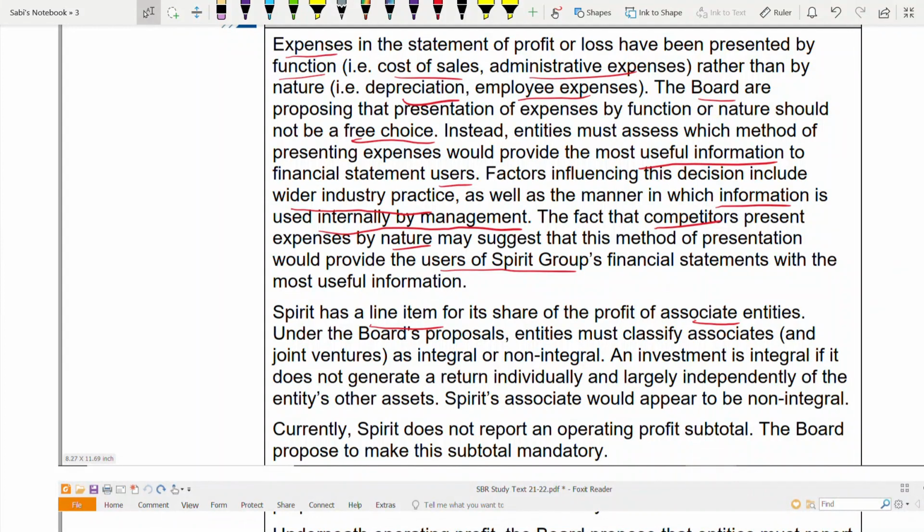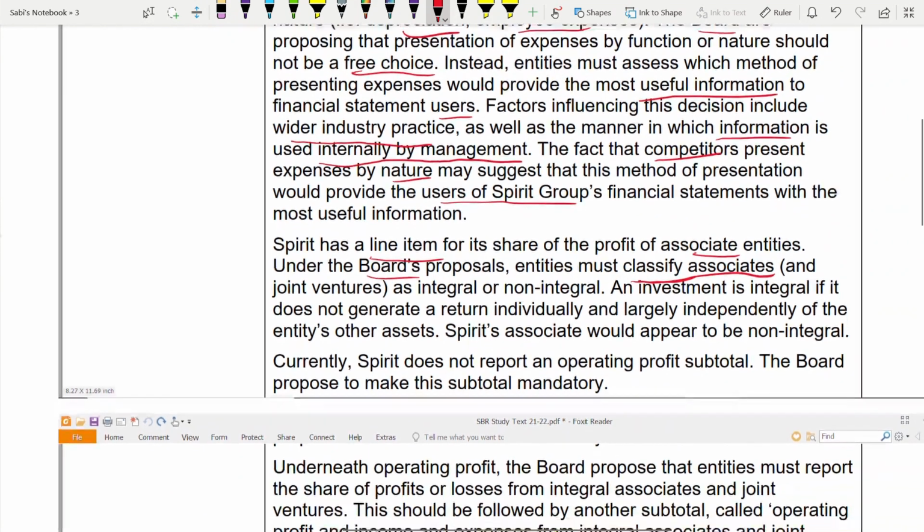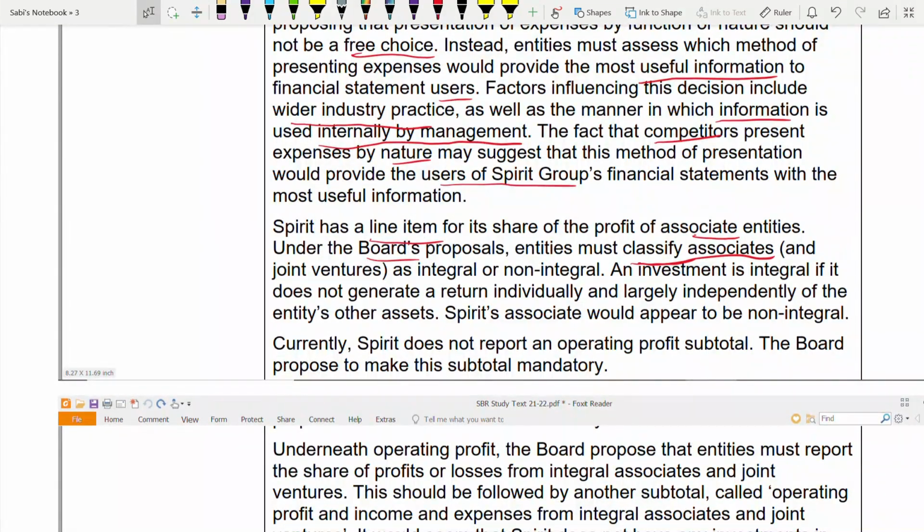Okay, but what does the board say? Under the board's proposal, always they're referring to the exposure draft. Under that, what does the board say? They propose that they must classify the associate. So if you break down this information like this, according to the exposure draft, it's very easy for you to write answers like this. Even for the exposure draft, you must classify associate and joint venture both. You cannot keep it as just associate. How? As integral or non-integral.